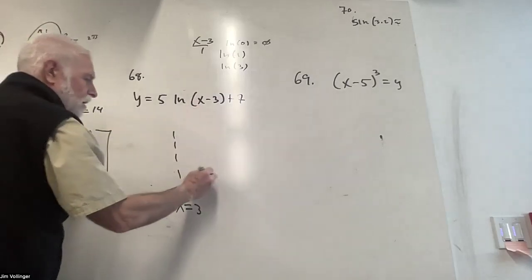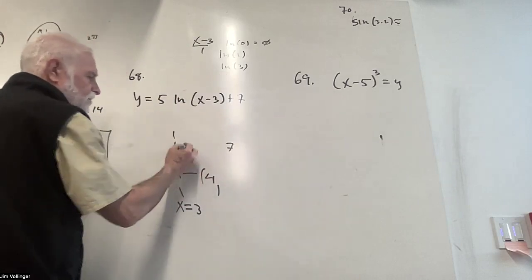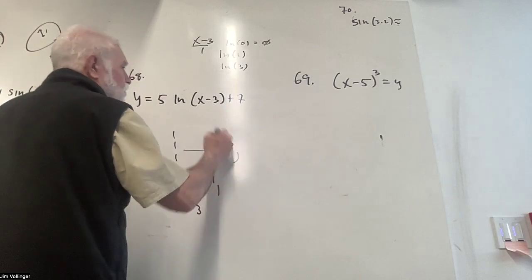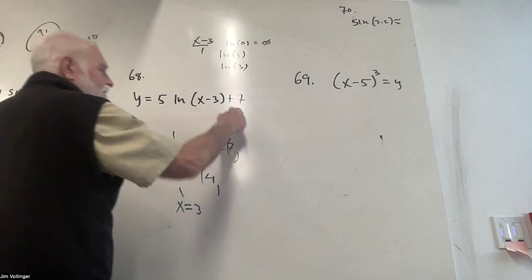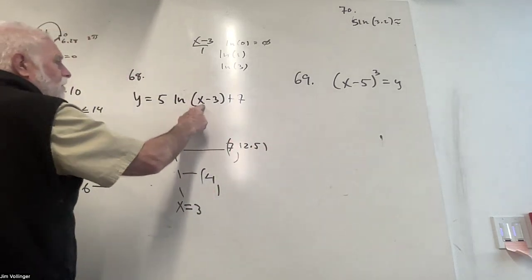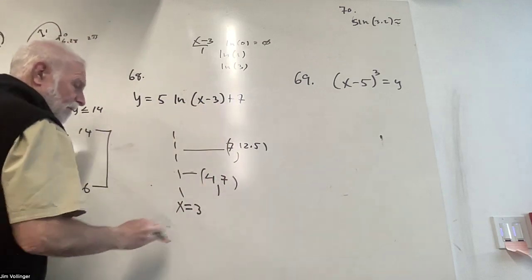What makes a 1? A 4. What makes a 3? A 7. That gives me a ratio of 1 to 3. What goes with a 7? ln of 3 is 1.1, 5.5 plus 7, 12.5. What goes with a 4? ln of 1 is 0. So immediately I see a 7. And there we have it.